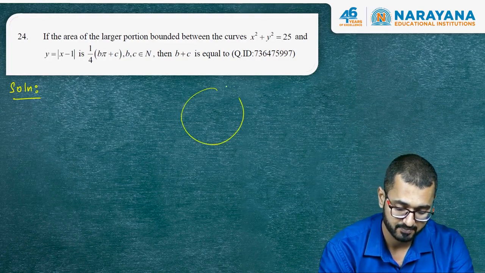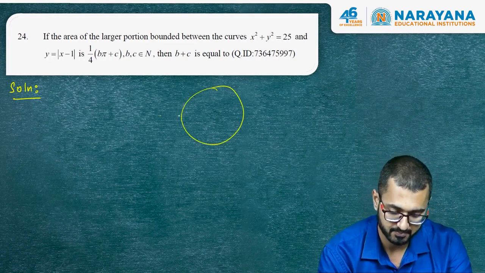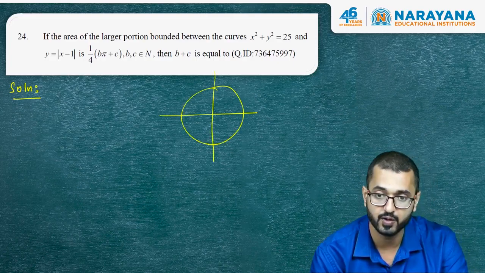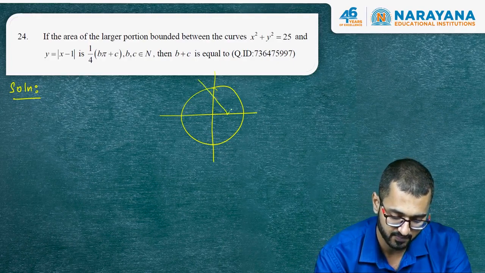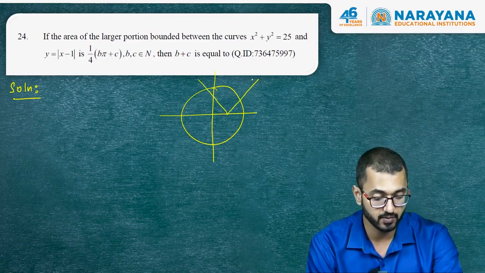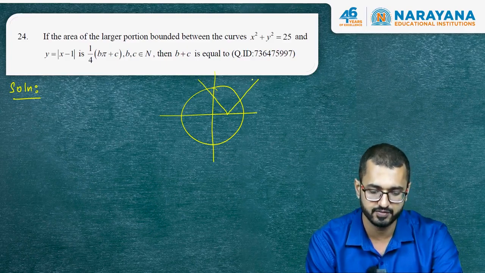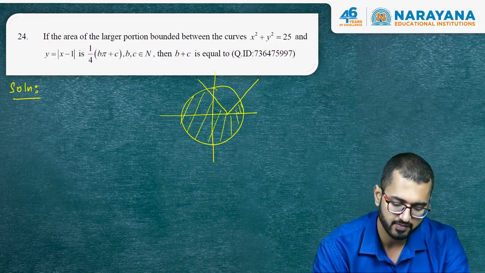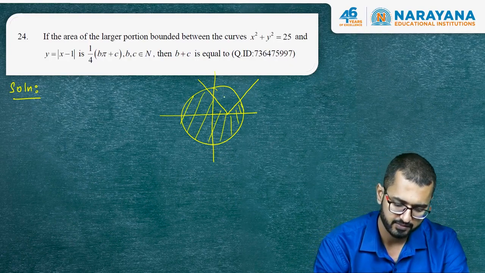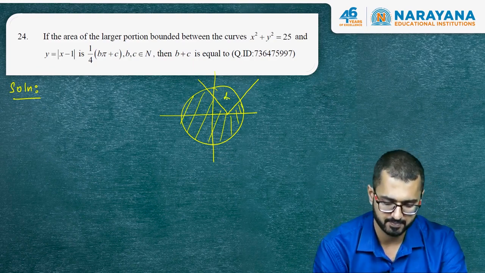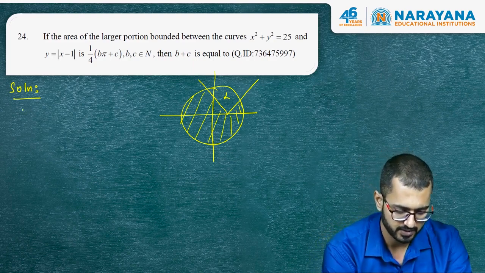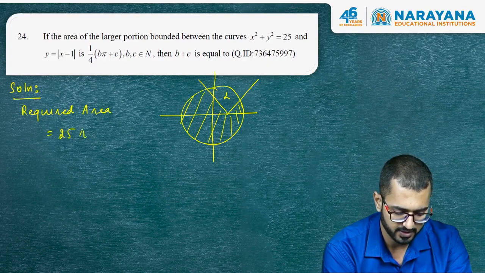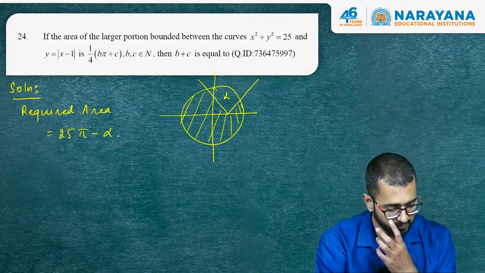Given a circle, and we have the graph y equal to mod x minus 1, it will go somewhat like this, and they are saying that they want the area of the larger portion bounded between these two curves, that means they want this area basically. So for this, we will find out the total area and then we will remove this unwanted area. So the required area is going to be total area minus alpha.